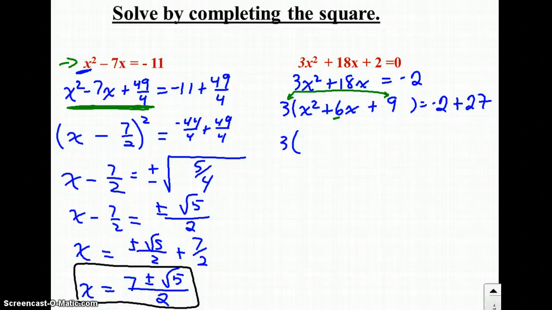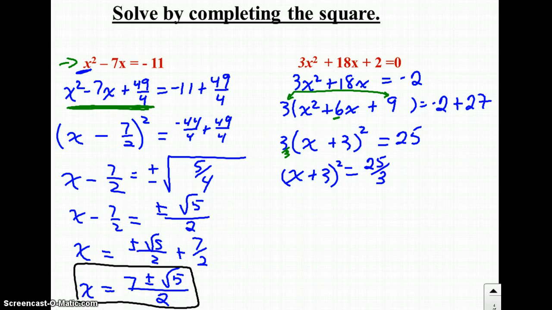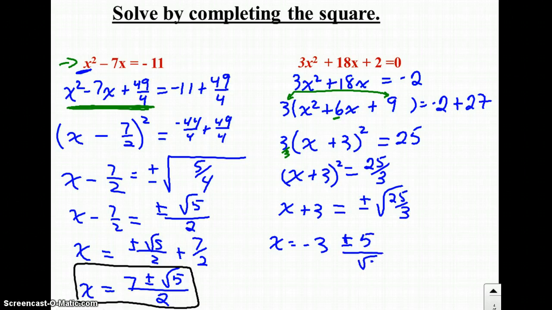So the left side of this equation I can factor as a perfect square trinomial, x plus 3 all squared. The right side I simplify, that's 25. Divide both sides by this 3. We get x plus 3 all squared is going to be 25/3. I take the square root of both sides now, remembering to include the plus and minus. And then I'm going to minus 3 from both sides. -3 plus or minus. Square root of 25 is 5. There is no square root of 3.